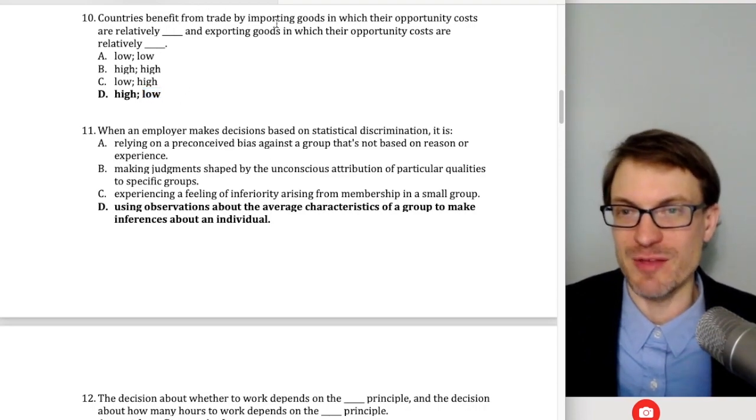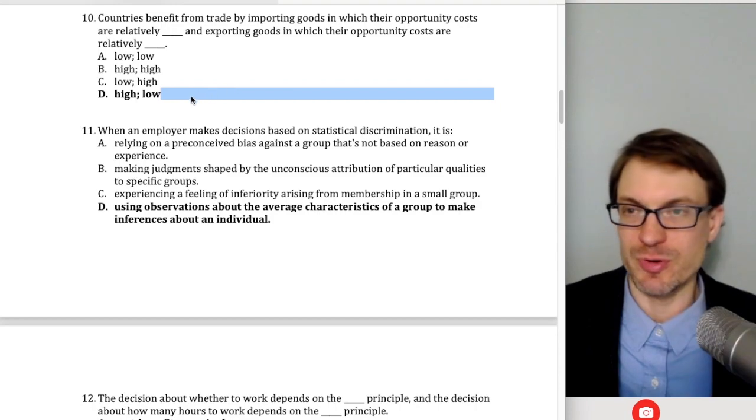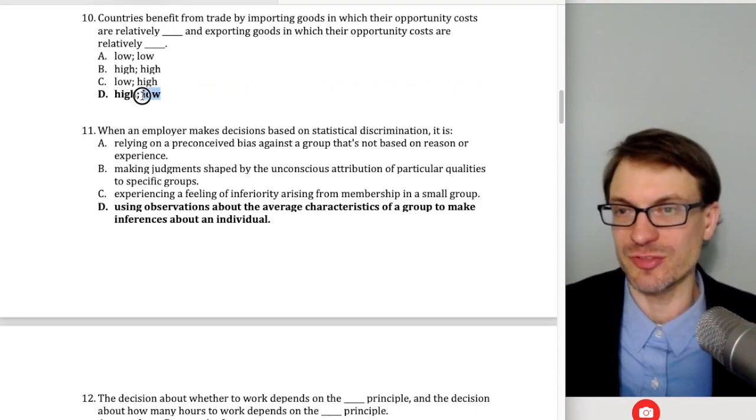Anyway, so countries benefit by importing goods in which their opportunity costs are relatively high, where their domestic price is above the world price, and exporting goods in which their opportunity costs are relatively low, where their domestic price is below the world price.